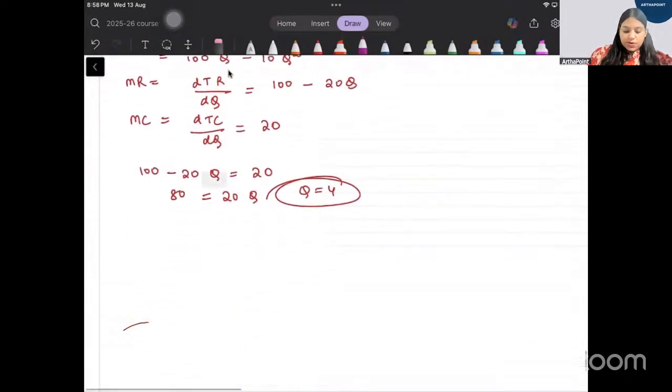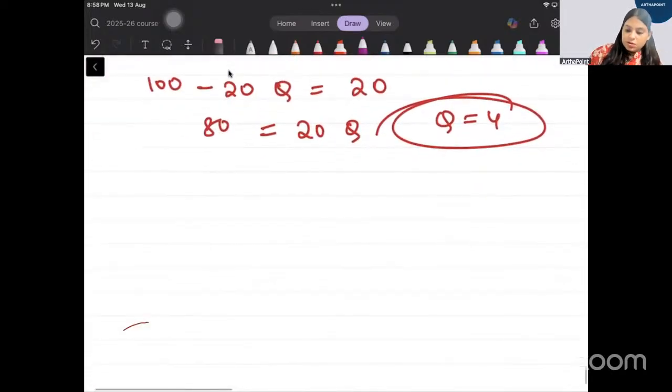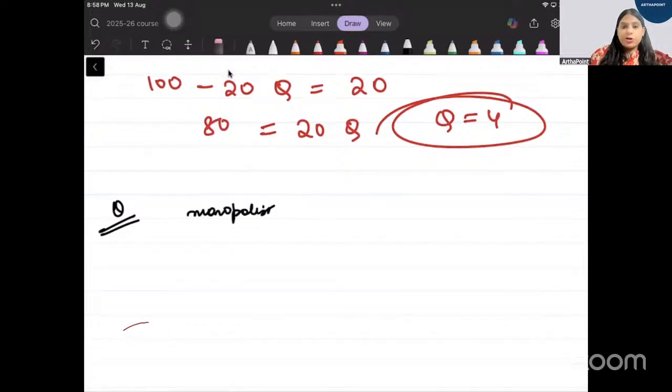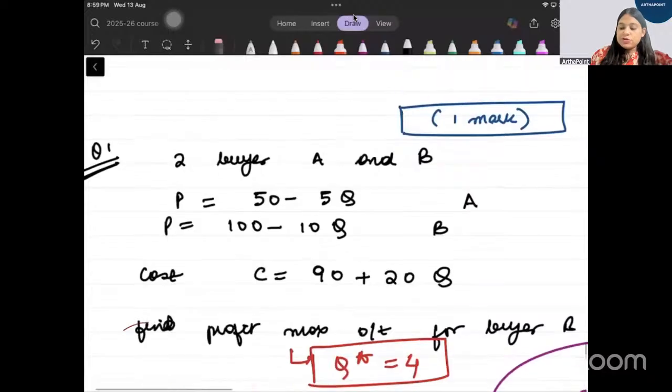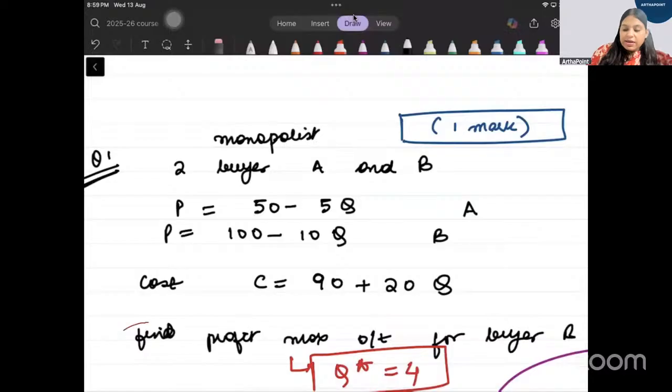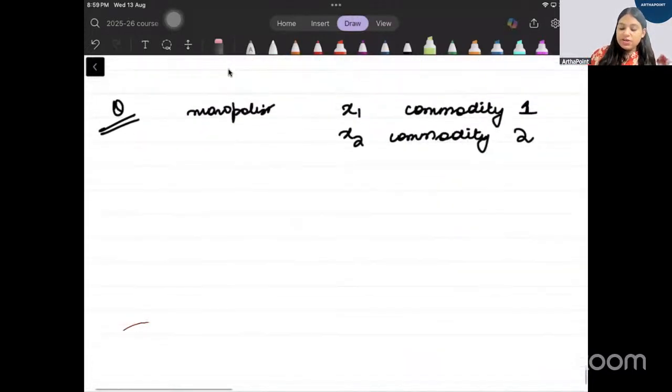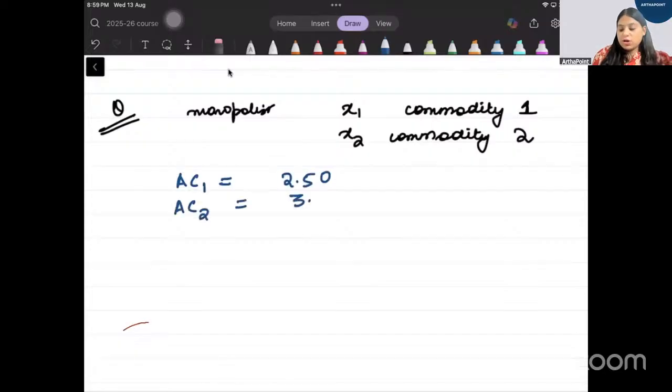Okay. Try this next one. You have a monopolist who is selling two commodities: X1 units of commodity 1 and X2 units of commodity 2. I told you in the beginning that this is a monopolist. Anyway, when you see two different demand functions, most of the time it would be a monopolist. The average cost is given as 2.50 for commodity 1 and 3 for commodity 2.